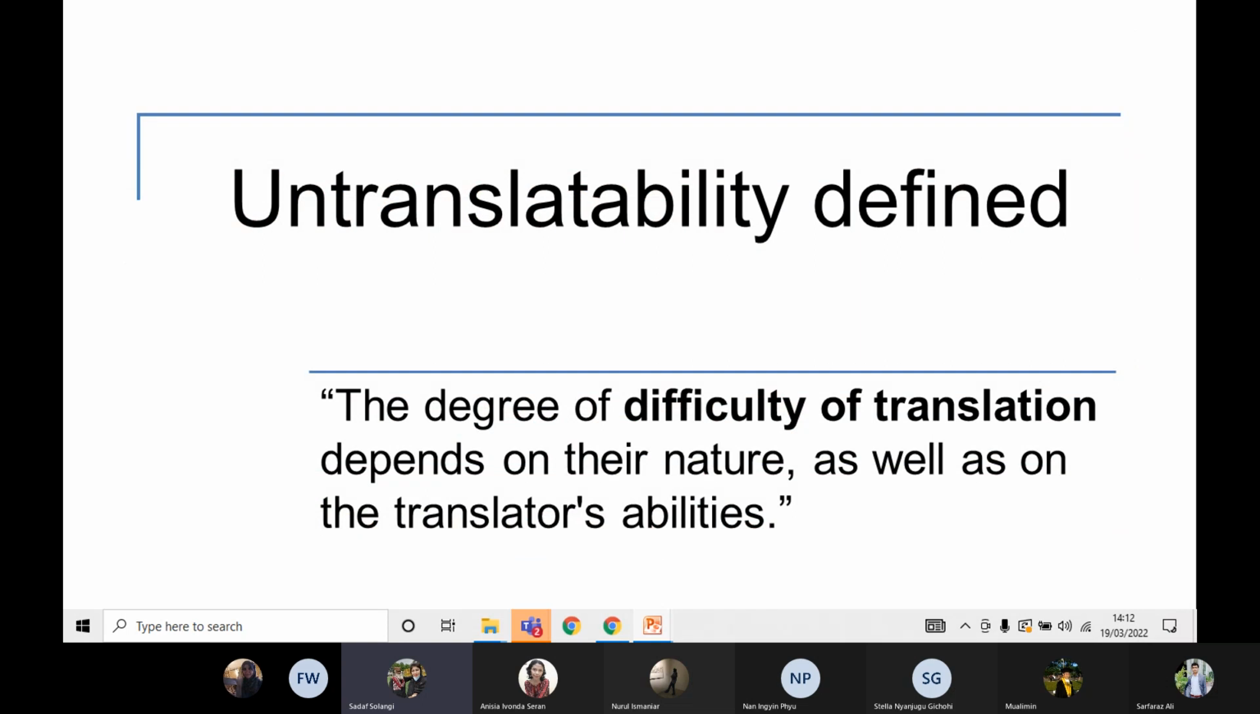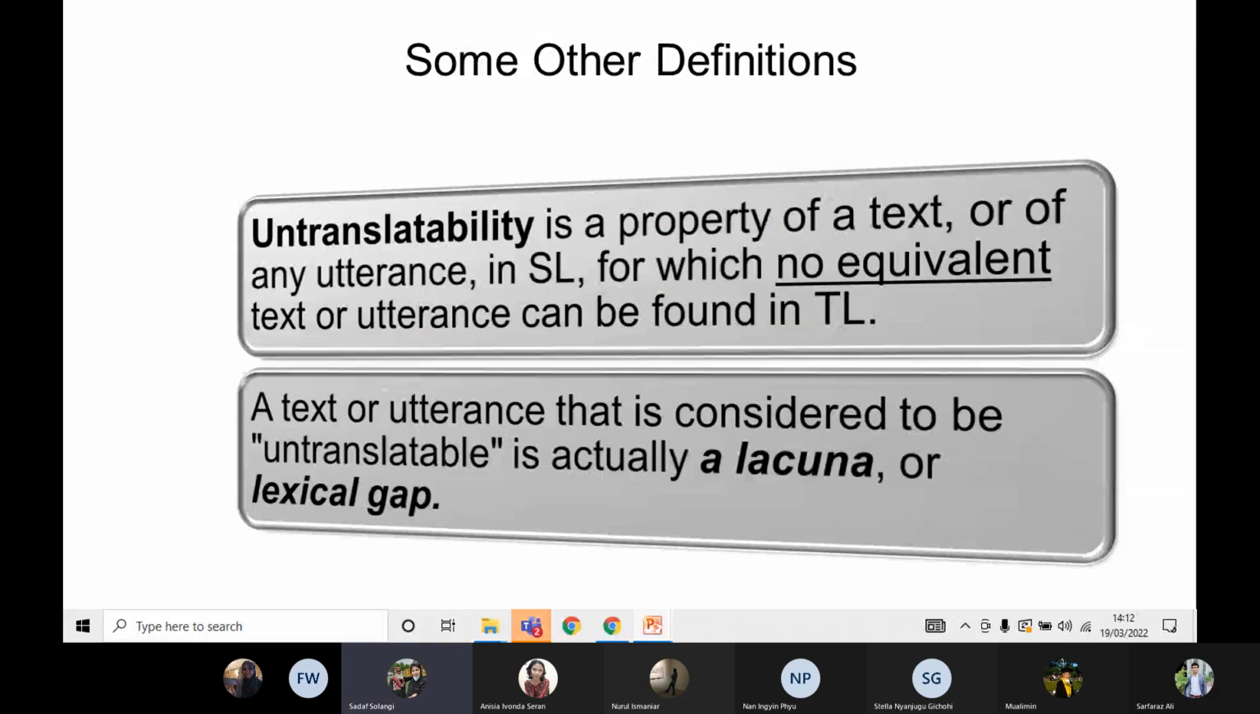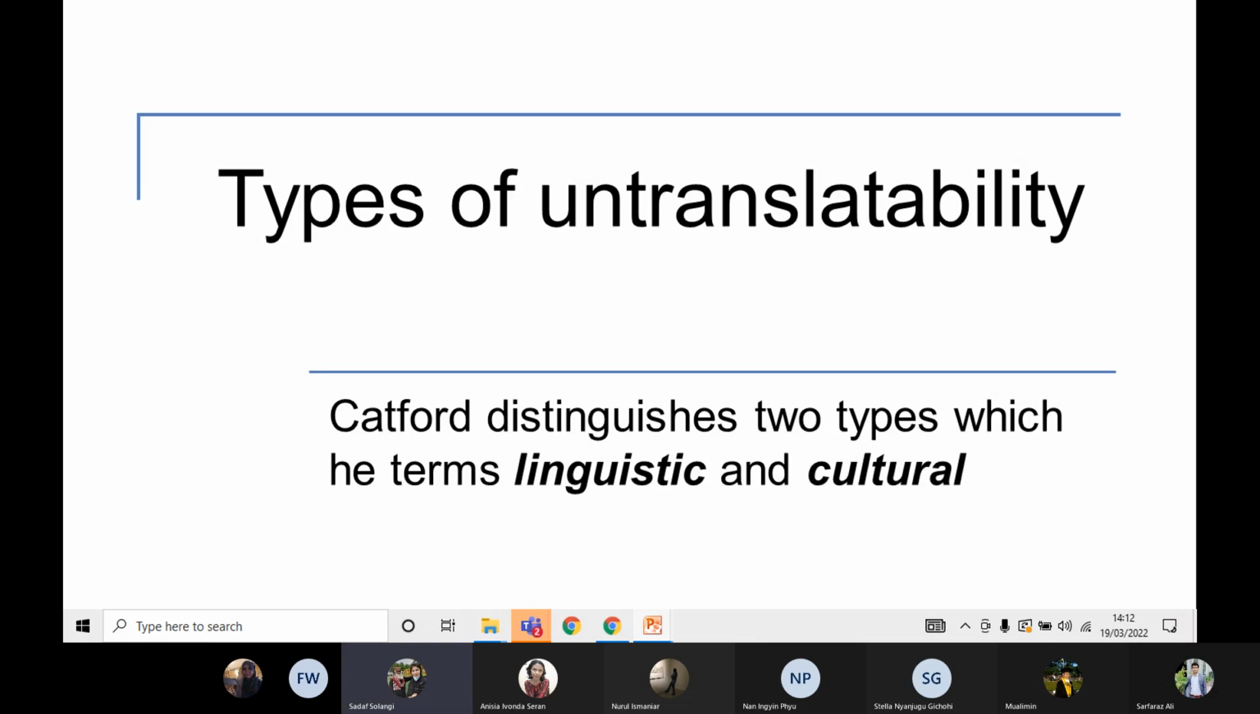So the very first definition is that the degree of difficulty of translation depends on their nature as well as on the translator's abilities. From this definition, it's quite clear that the difficulty lies in the abilities of the translator. The other definitions: the very first one is that untranslatability is a property of a text or of any utterances in the source language for which no equivalent text or utterances can be found in the target language. Another one is that a text or utterance that is considered to be untranslatable is actually a lacuna or lexical gap.